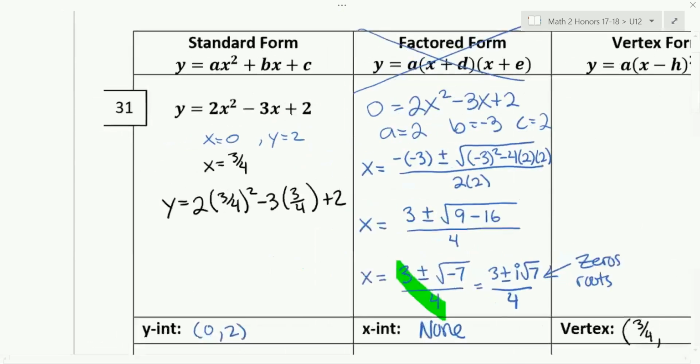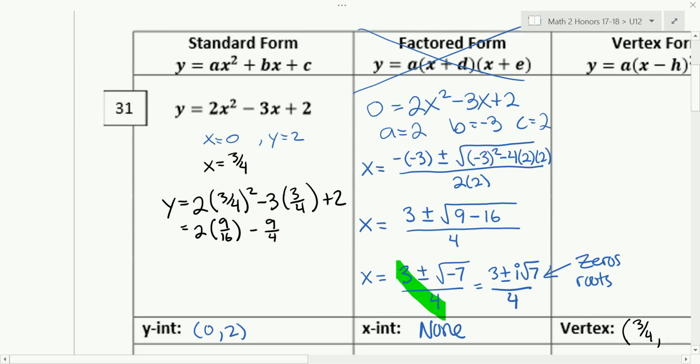We have a little work to do with fractions. Follow order of operations. Do the exponents first in this problem. So 3/4 squared is going to be 9 over 16. Then multiplication. 3 times 3/4 is 9/4. This is 2 over 1 times 9 over 16. We can reduce that to 9 over 8.